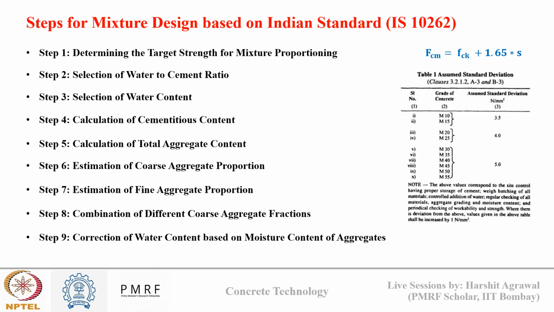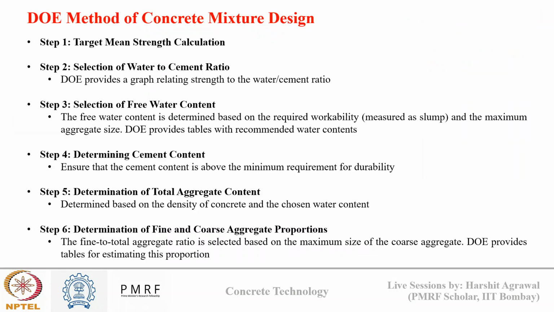We then talked about mixture design steps as per IS 10262, which were divided into 9 steps, starting from determining the target strength, then selection of water to cement ratio, selection of water content, calculation of cementitious content, calculation of total aggregate content, estimation of coarse aggregate and fine aggregate, then estimation of different aggregate fractions in coarse aggregate, and finally water content correction based on moisture content of aggregate. For this, we solved a numerical also to understand the applications of these steps.